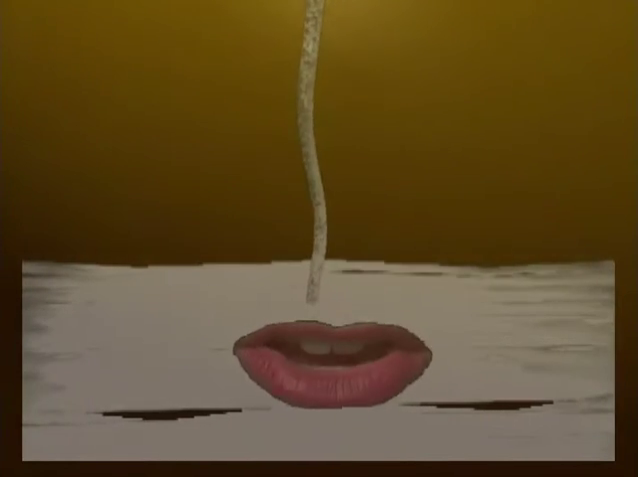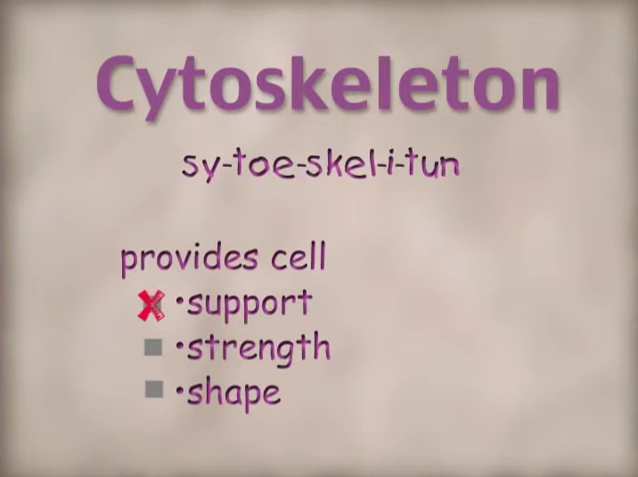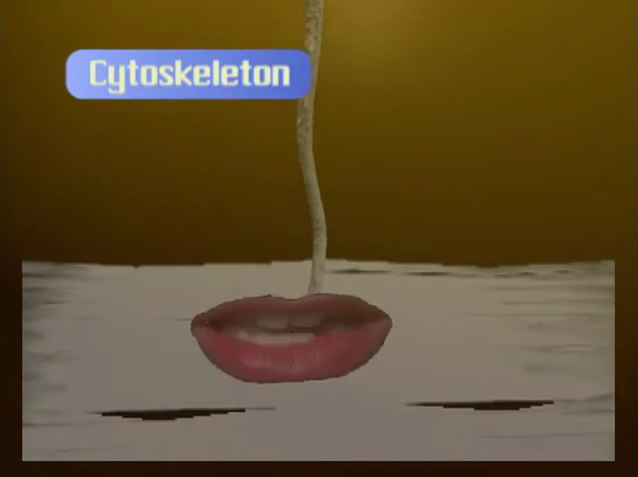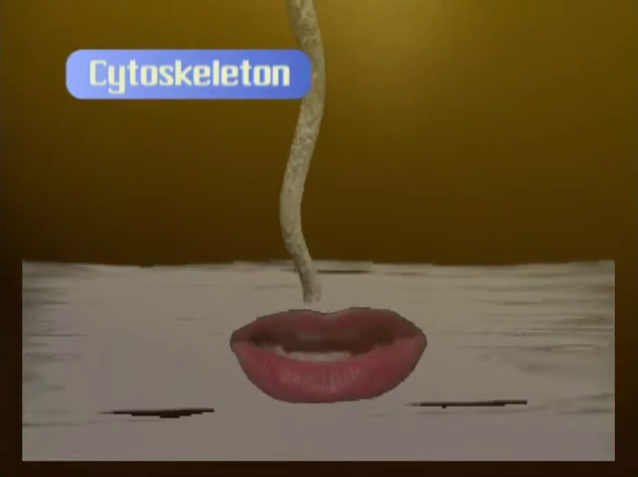Finally, someone who cares. As a cytoskeleton, I provide support, strength, and shape to the cell. Wow, you must be pretty strong then, huh? Yes, very strong. Our long, thin structures are made of a special substance. Want to guess what it is?